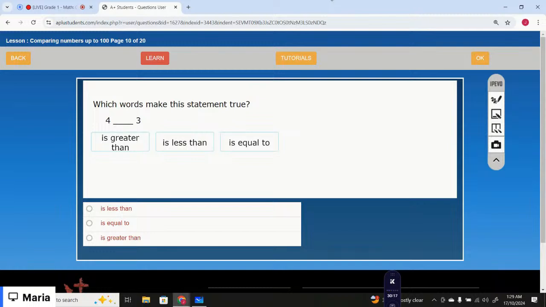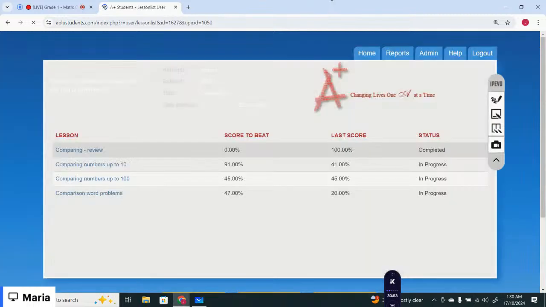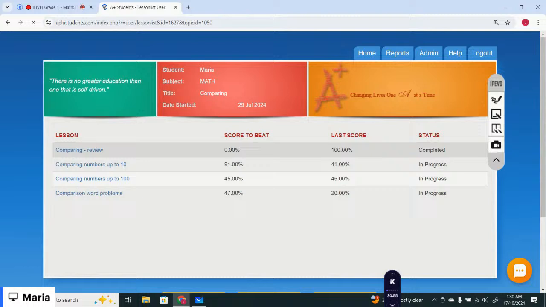Which words make the statement true? Which is the correct option? 4 is greater than 3. Okay, you can complete the lesson by yourself later today. Let me just move on to the next lesson.